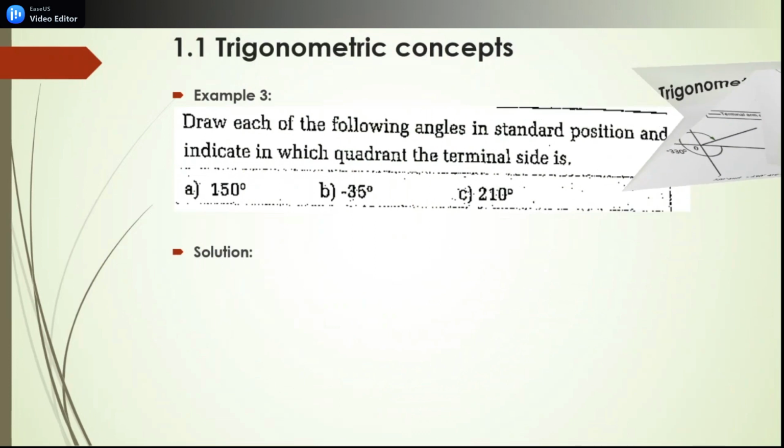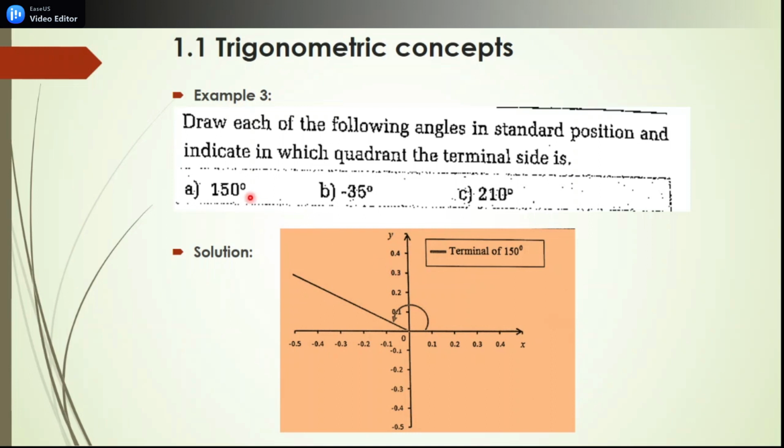We have such examples. Draw each of the following angles in standard position and indicate in which quadrant the terminal side is. So we draw the position of those angles and then specify the quadrant where those angles are located.